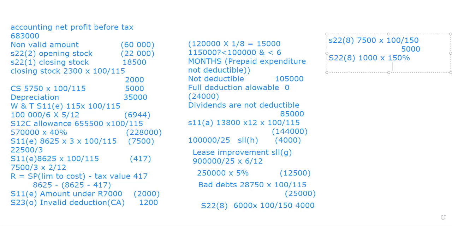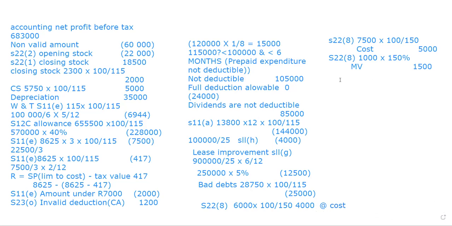So this 1,500 Rand will be recouped at market value. I could have written here at market value. Also our 6,000, remember, was recouped at cost, because it's a donation to a public benefit organization. Bear with me, let me just write it here. Yeah, recouped at cost.